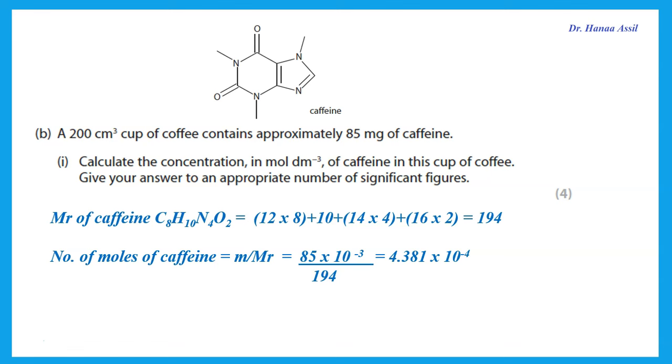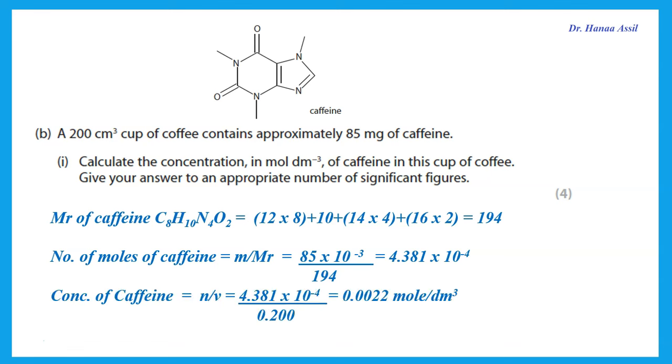We have 85 milligrams, so that's 85 times 10 to the minus 3 of a gram, over the MR that we got. This gives a certain number of moles of caffeine. We want concentration. Concentration is number of moles over the volume. Of course, the volume has to be in decimeter cubed. So we divide the 200 by 1000 and we got this concentration in mole per decimeter cubed.